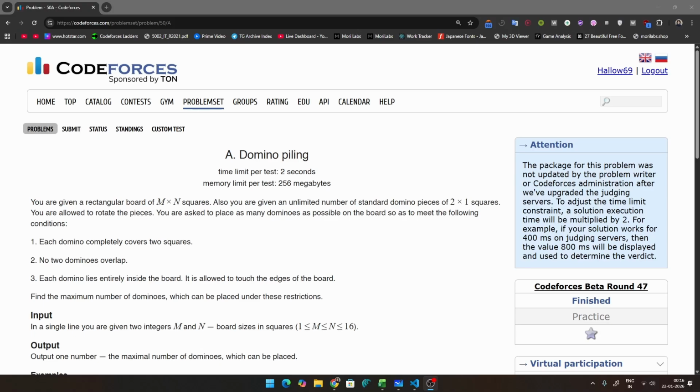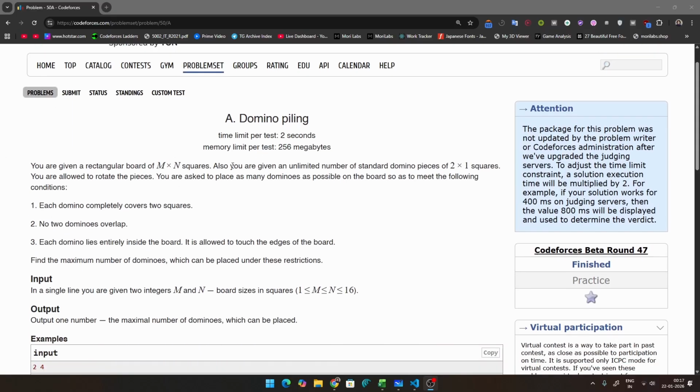In today's episode, I've picked the problem 50A, which is called domino piling. It's a very simple problem, but it needs a bit of maths and understanding and breaking this problem down. It might seem a bit daunting, but trust me, it's a very simple problem. Let's go ahead and read through it and attempt to solve it.